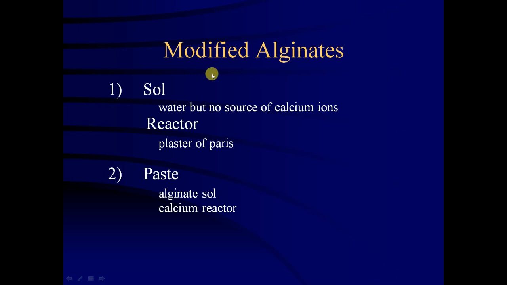Modified alginates come in solution form and in paste form. In solution form, there is water but no source of calcium ions. The reactor is the plaster of Paris. In the paste form, it contains alginate solution and the calcium. It acts as a reactor.